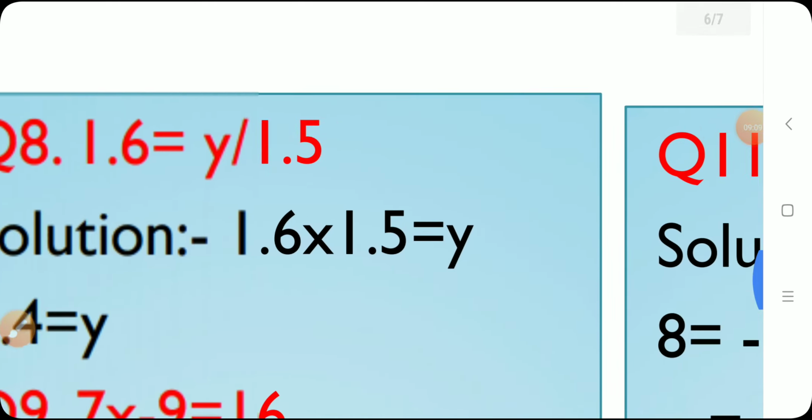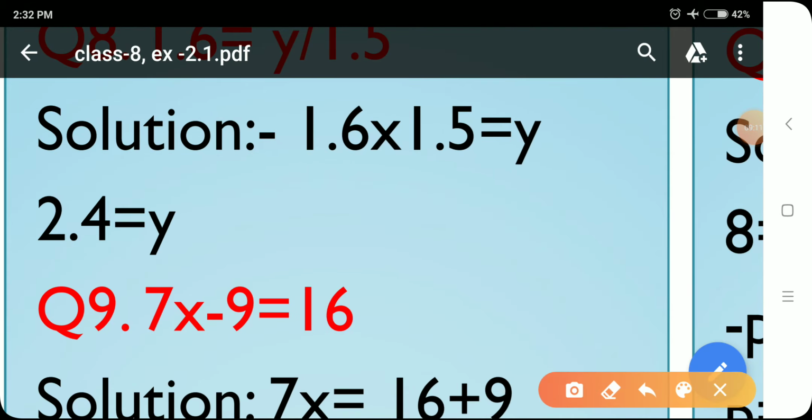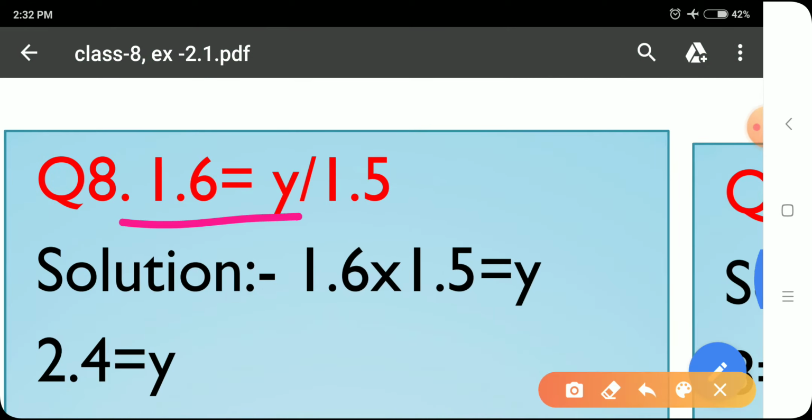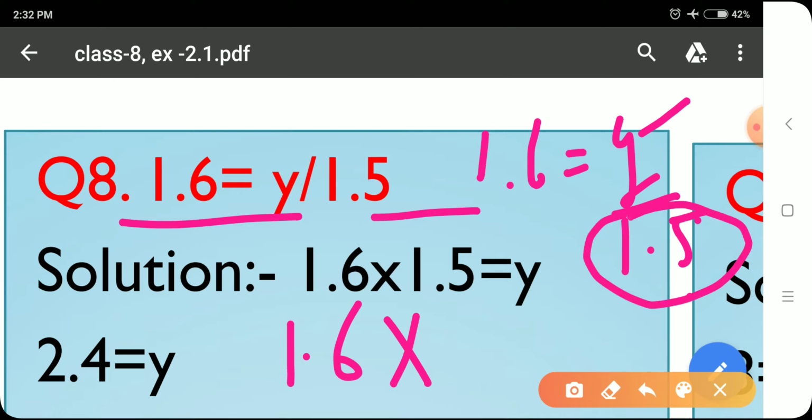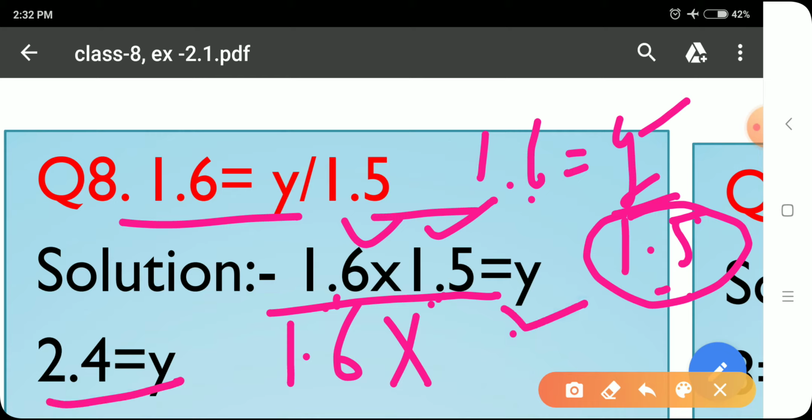Next is question number 8. 1.6 is equal to y upon 1.5. We have to find out the variable y. So 1.6 is already there, and this 1.5 is in division, so here it will change into multiplication. So 1.6 into 1.5 is equal to y, and after multiplication you will get 2.4.